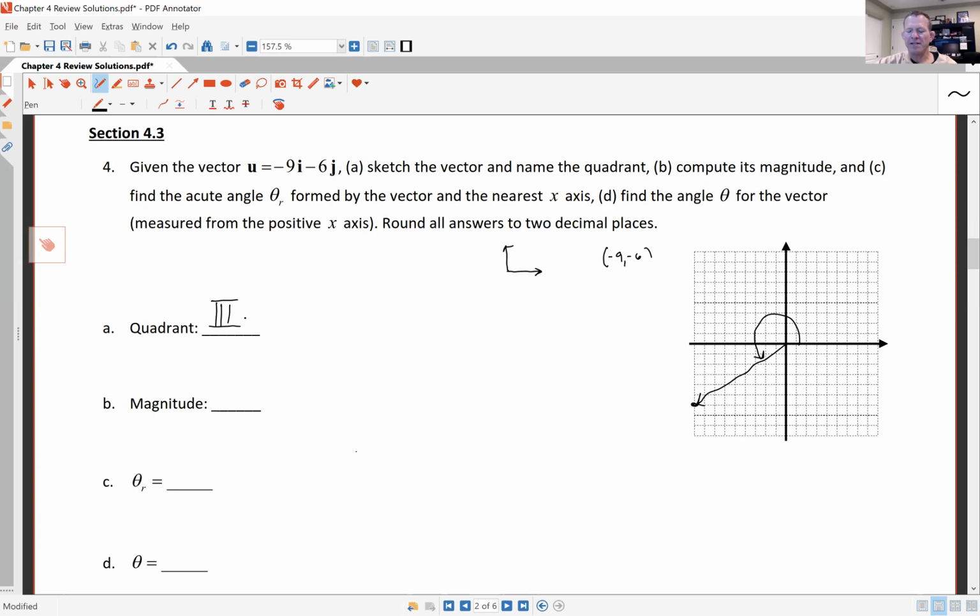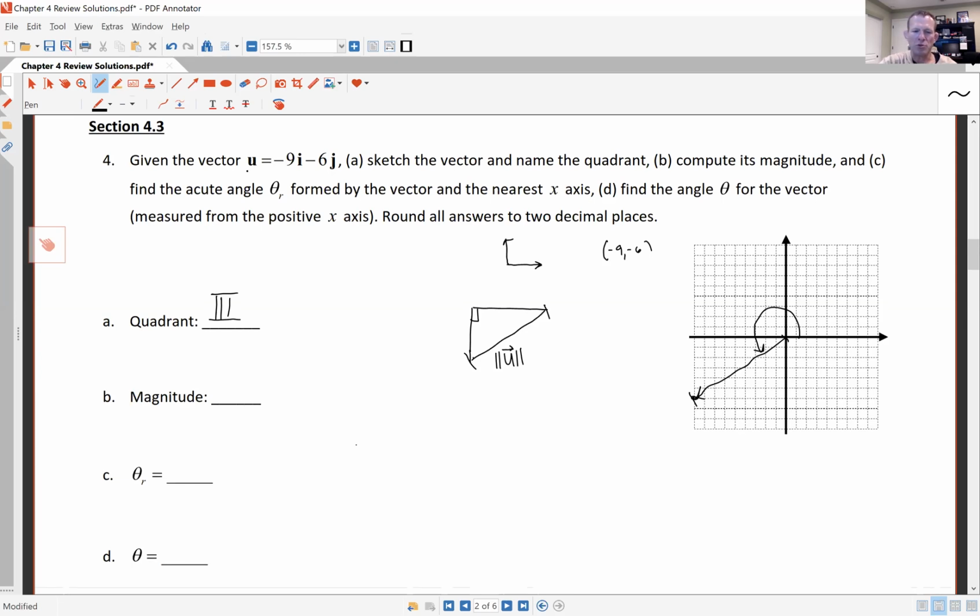The magnitude of that vector is simply its length from the tail to the tip. And so if we think of this as a right triangle, the distance is from tail to tip. Magnitude. And for magnitude, we like to write the double bars around the u. Now you'll typically see math teachers use an arrow above it to say it's a vector, but in type, we see it in bold u.